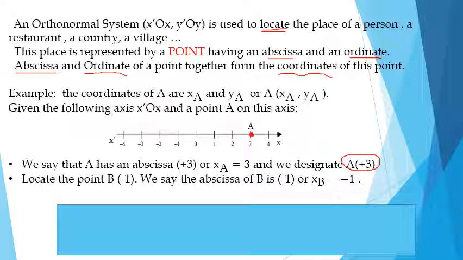Locate the point B, the point of abscissa minus 1. Okay, or I can say XB equals minus 1. Here is the origin of the axis. Here is minus 1, so it's where we can plot point B.